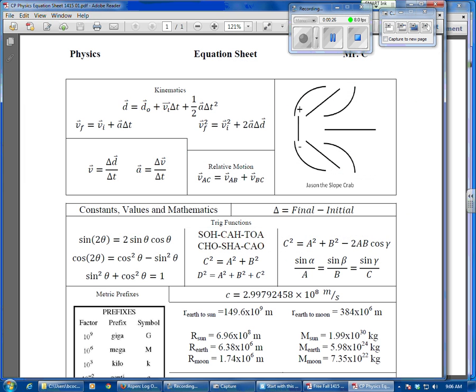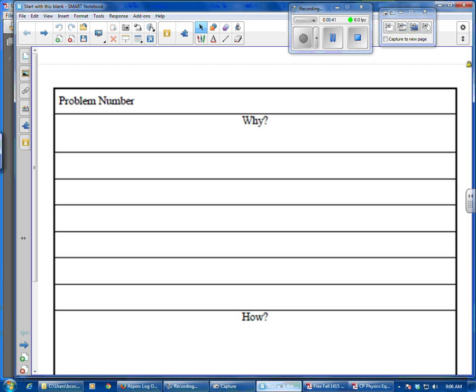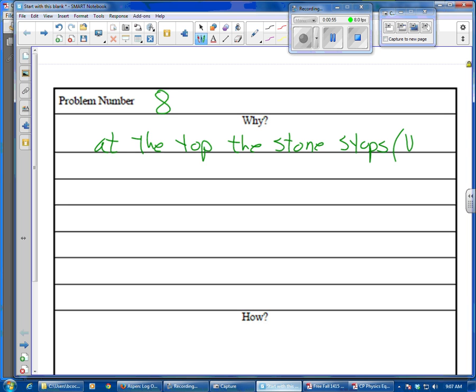All right, so what do we know the pebble has to do at the very top so that it can stop moving up and start moving down? It has to hit 0, it has to stop. So that's the first thing I would put in my Y. This is number 8. At the top, the stone stops. And you can even put in parentheses, that means V equals 0, because it has to stop at the top so it can turn around and come back down.